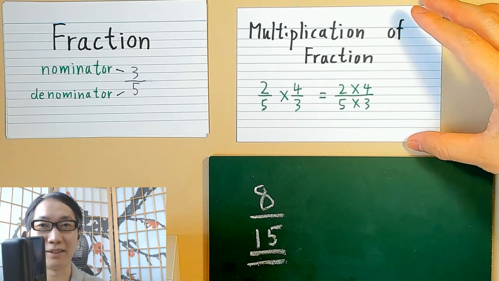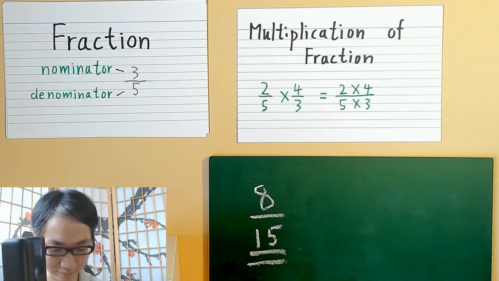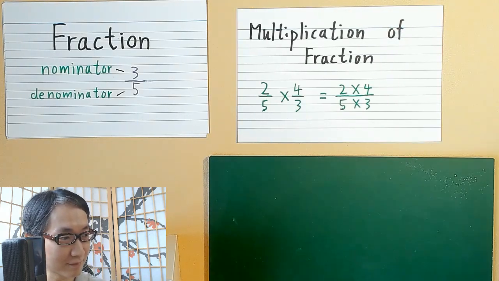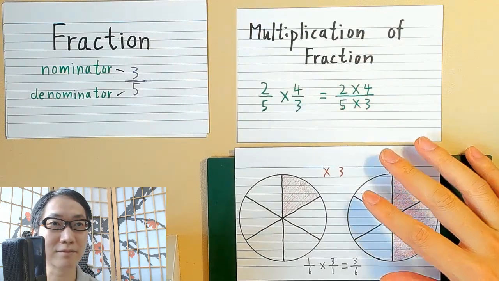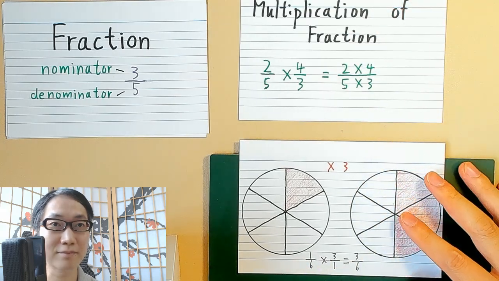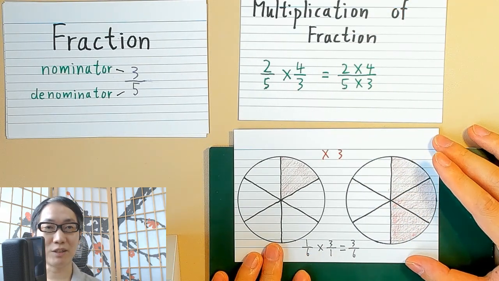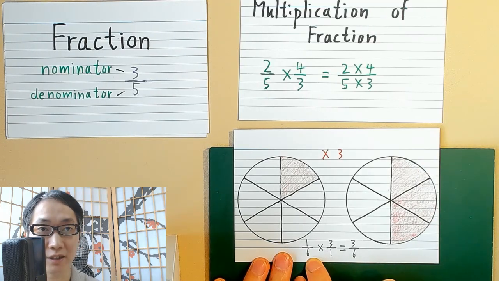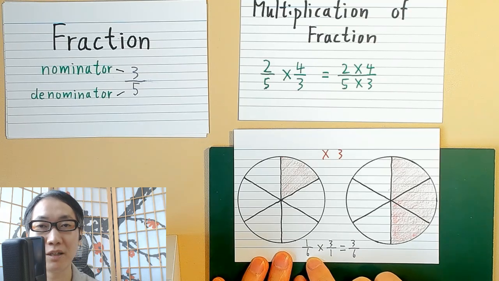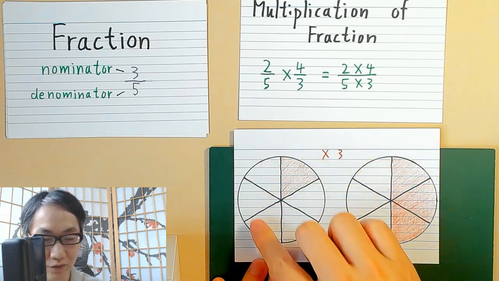But why is that? Okay, so let's look at this. You see a pizza on the left. This pizza is divided into 6 equal portions, so that's why the denominator is 6. The denominator means how many equal portions it is divided into. And the numerator 1 here, this is 1 over 6.